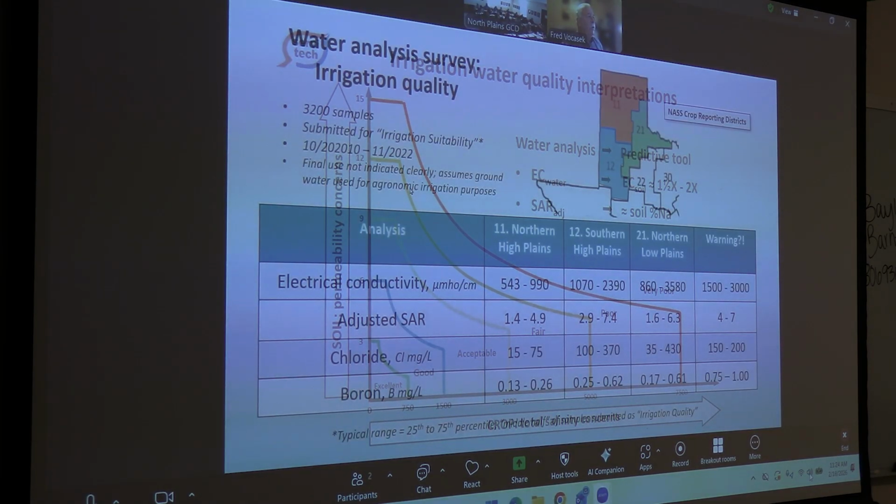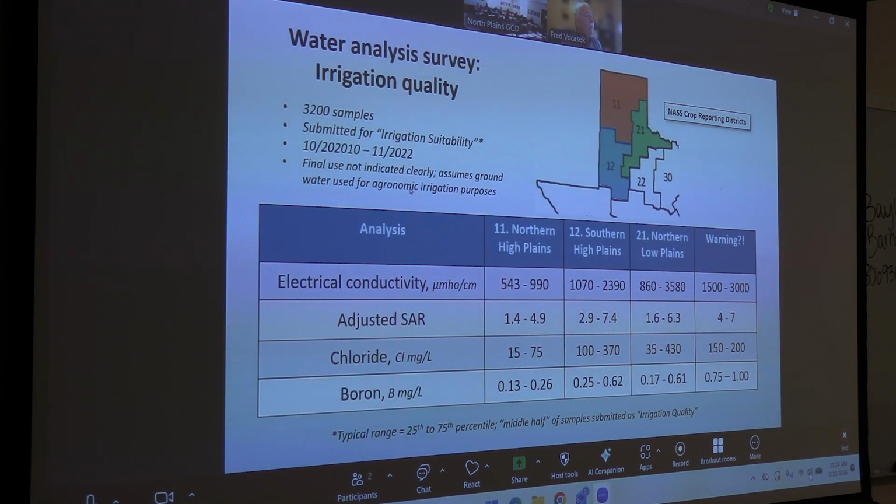Now, I won't spend a lot of time here, but I put in these slides an irrigation quality survey I did. I looked at our irrigation samples over about a 10 to 12-year period, and the three cropping districts that would be central to your Dumas area. So I looked at these measurements, and these are the results that we found in our survey, typical results. And these are the numbers that I use as a warning.